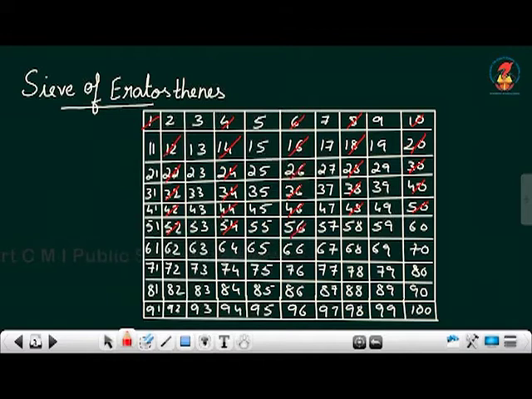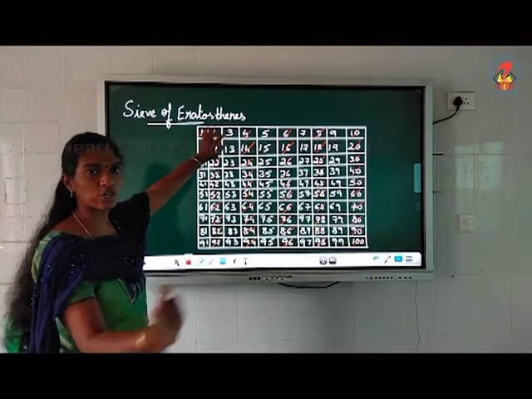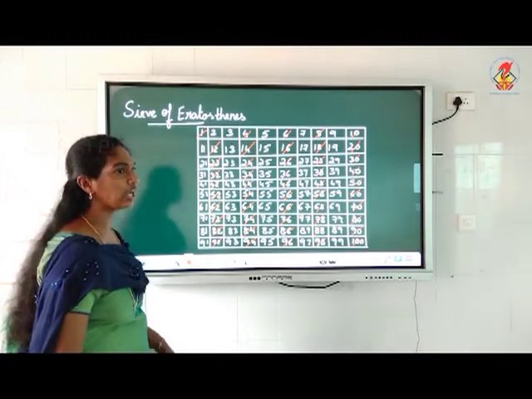52, 54, 56, 58, 60, 62, 64, 66, 68, 70, 72, 74, 76, 78, 80. All these are multiples of 2. All the even numbers are multiples of 2. 82, 84, 86, 88, 90, 92, 94, 96, 98, 100. Leave 2, cross out all the multiples of 2 because 2 is a prime number.